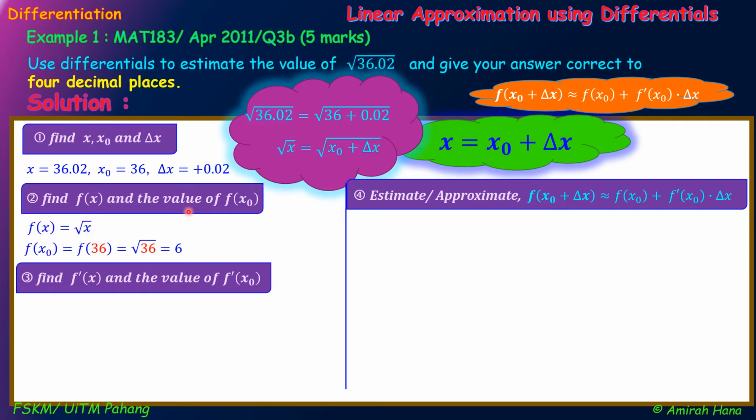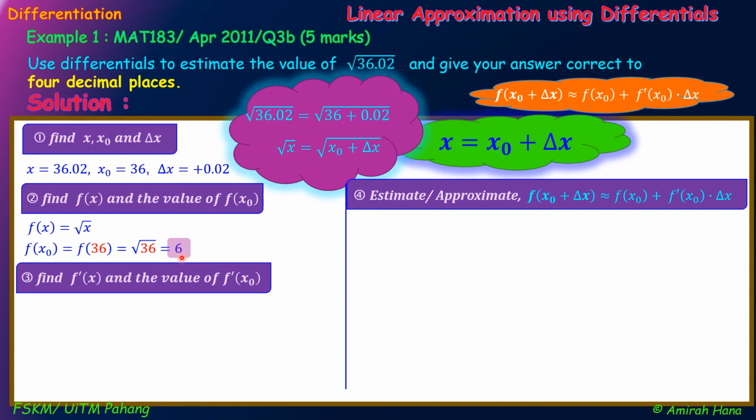Alright, after that, we need to find the value of f(x₀). So it means that we just replace our x here by x₀. Okay? So f(x) equals the square root of x, which means f(x₀) equals the square root of 36, because our x₀ in step 1 is 36. And when we solve the square root of 36, it equals 6, which is a whole number.